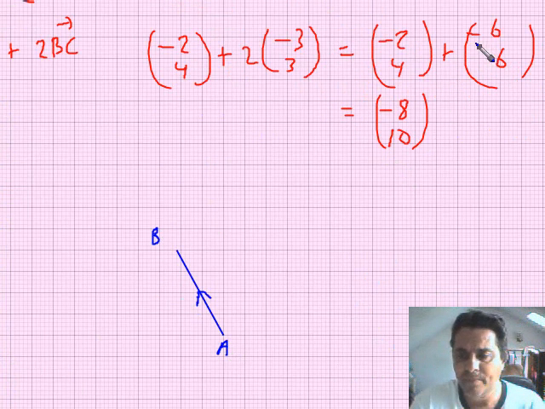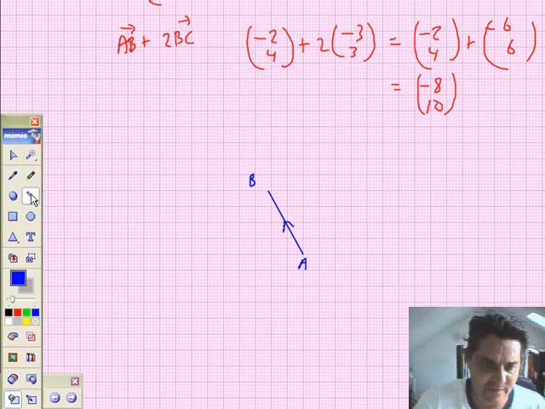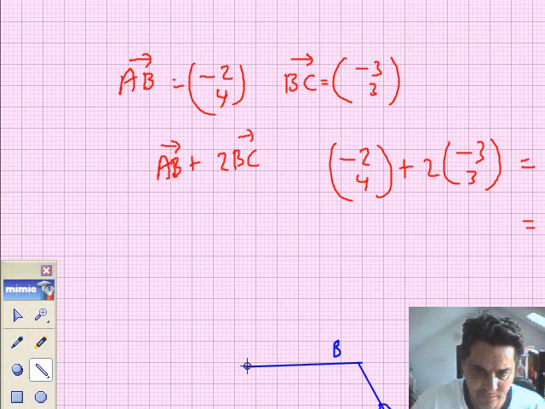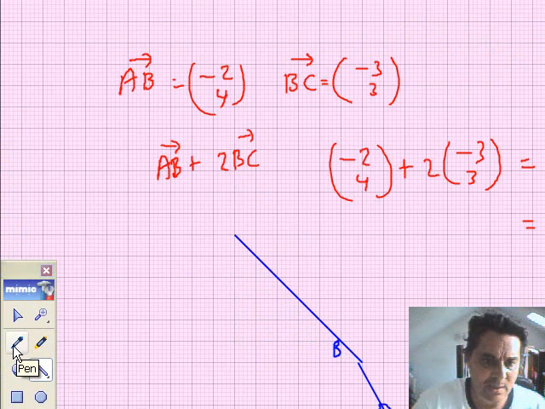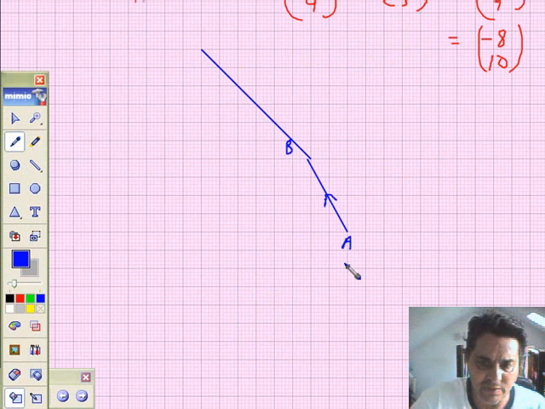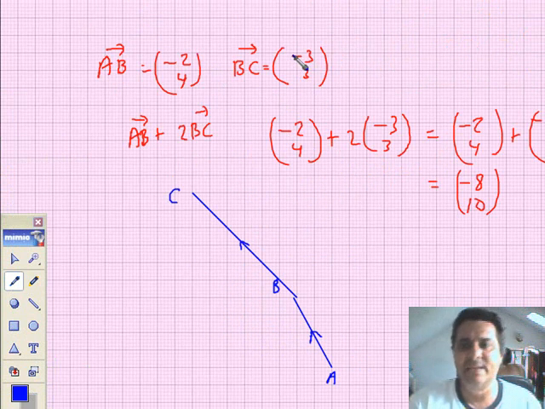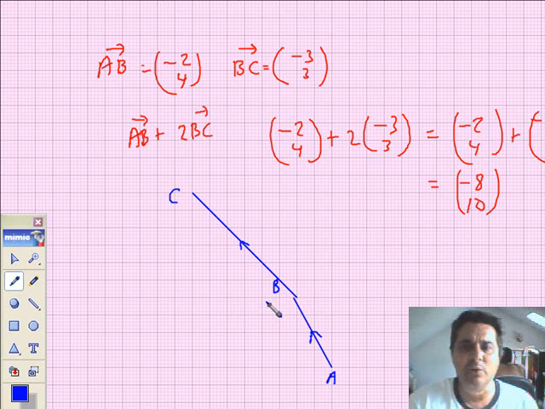Now I've got to go minus 6, 6. Fair enough. Let's do it. It's minus 6. 1, 2, 3, 4, 5, 6, and 6 up. 1, 2, 3, 4, 5, 6. Finished. Not perfect, best I can do. A, B, and that's C. Please note the original BC vector was minus 3, 3. I've done 2 lots of minus 3, 3.